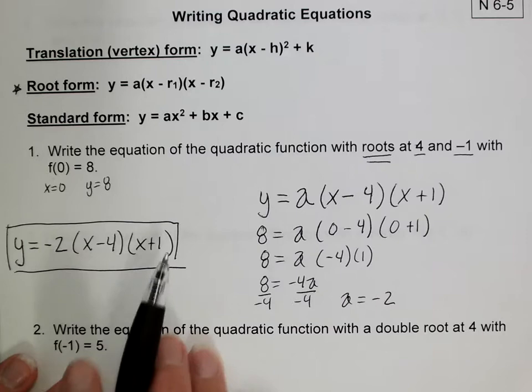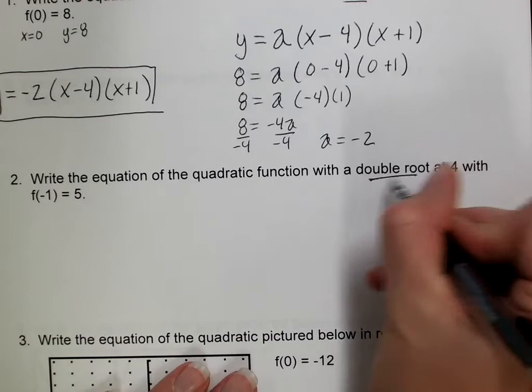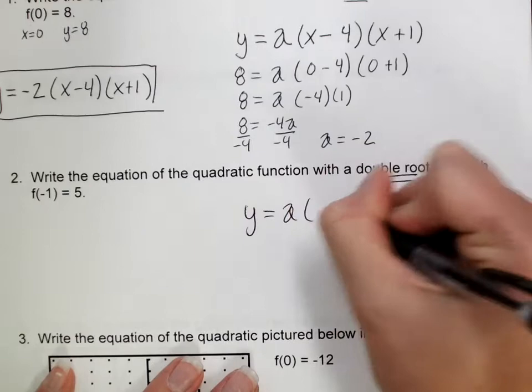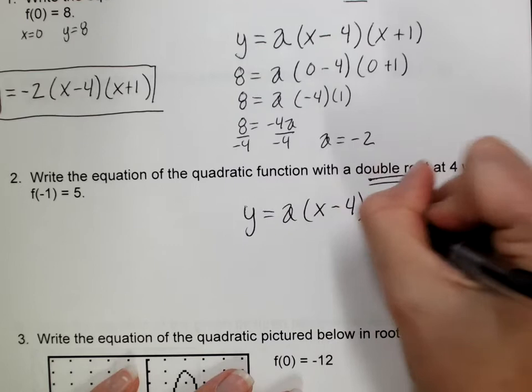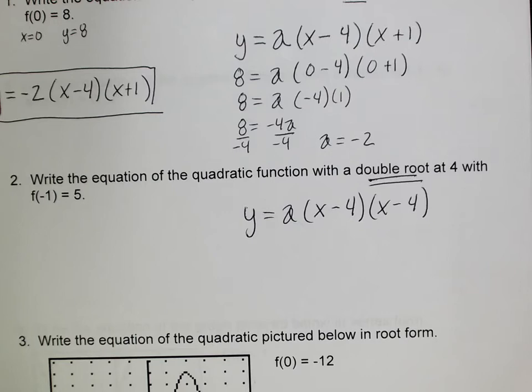Question number 2, very similar, except this one has a double root at 4. What does that tell me? That tells me my two roots are both 4, so I'm going to do an x minus 4 and an x minus 4. You do have the option to do x minus 4 squared, but I'm going to leave this in root form, just like that.